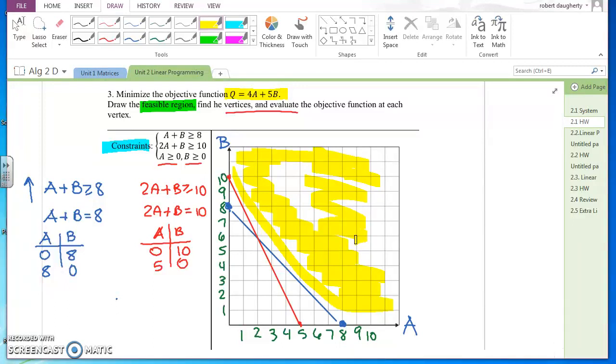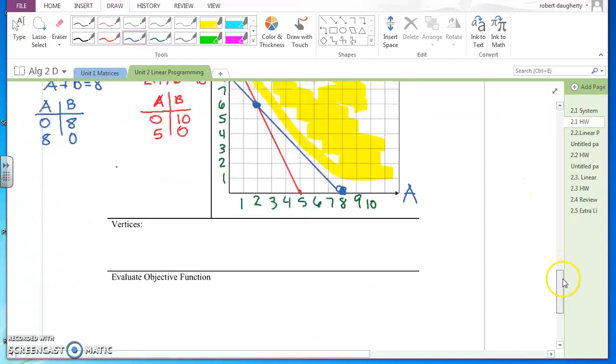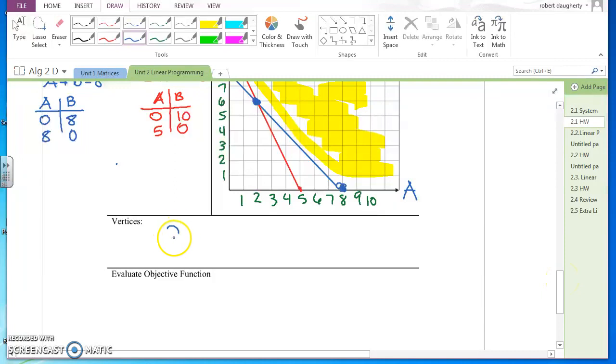So now once I know the region, I figure out what my vertices are. That's a vertex right there. Here's one right here. And here's one right here. I have 3 vertices, okay? The first one I know is 0, 10, and I also know 8, 0. So those are the ones that I know. If I write that down, my vertices are 0, 10, and 8, 0, okay? So those two I know.